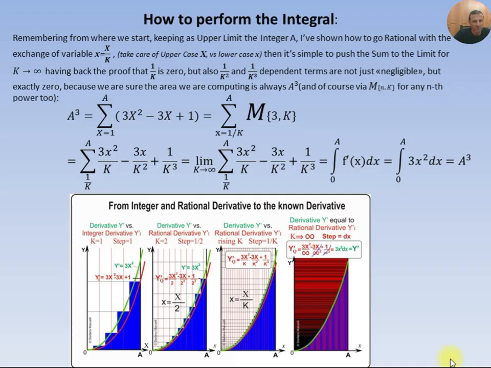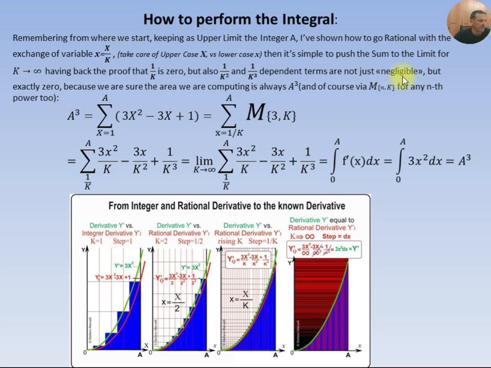And so now another important point, how to pass from the sum to the integral via limits, and remembering from where we start, keeping as the upper limit the integer a. I've shown how to go rational with the exchange of variable we have already seen. Then it is simple to push this sum to the limit for k to infinite, having back the proof that 1 over k is 0, exactly equal to 0, but also the terms depending on 1 over k squared and 1 over k cube are exactly zero and not just negligible.